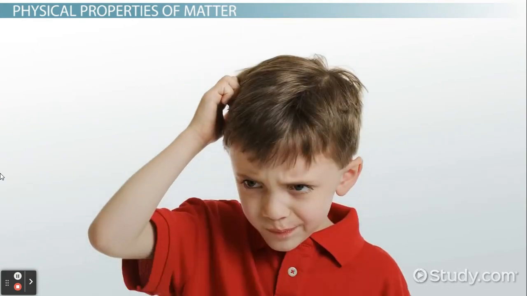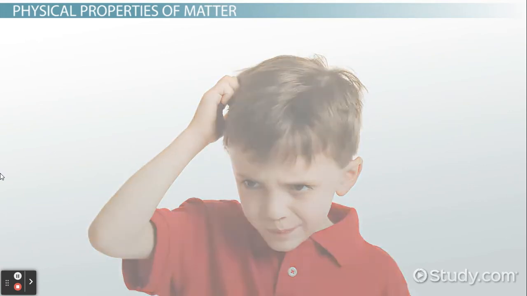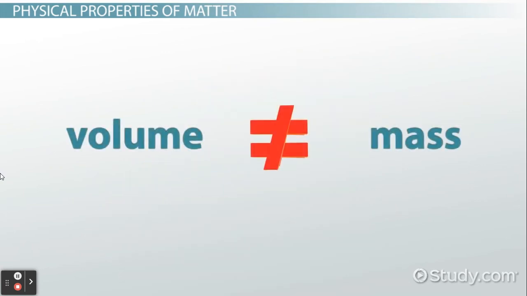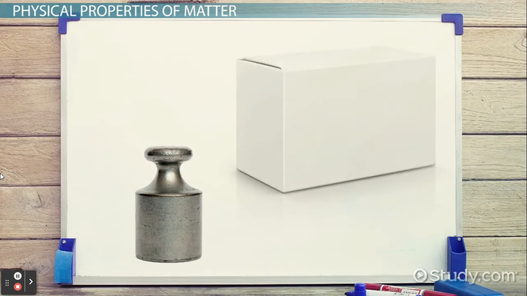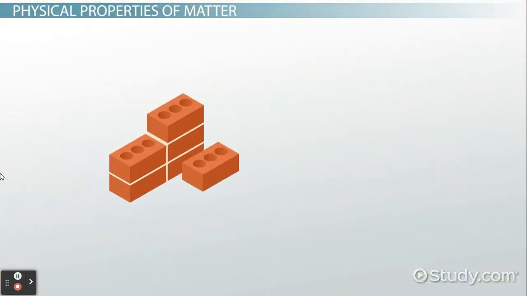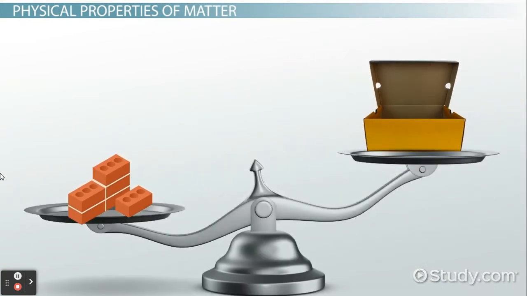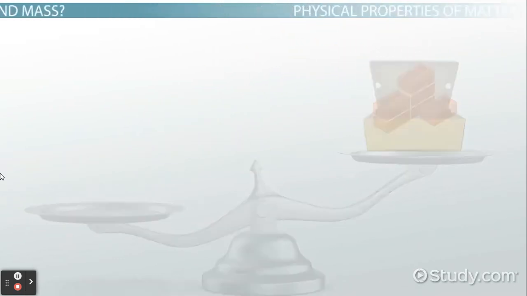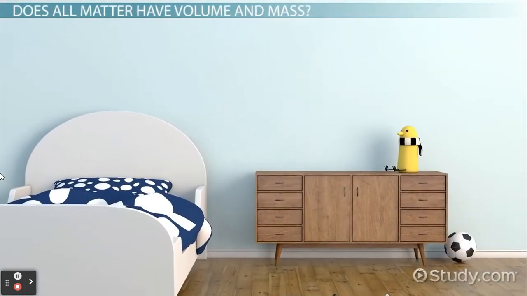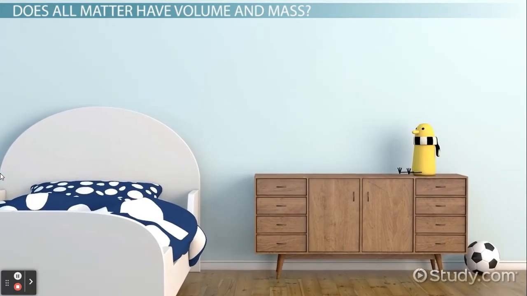It can be easy to confuse these two properties, but remember that volume is different than mass. A simplified way to think about it is that mass is weight and volume is size. Think of a brick and a large shoebox. The brick weighs more, has more mass, than the shoebox, but takes up less space, has less volume than the shoebox. All matter, everything around you, has both volume and mass.